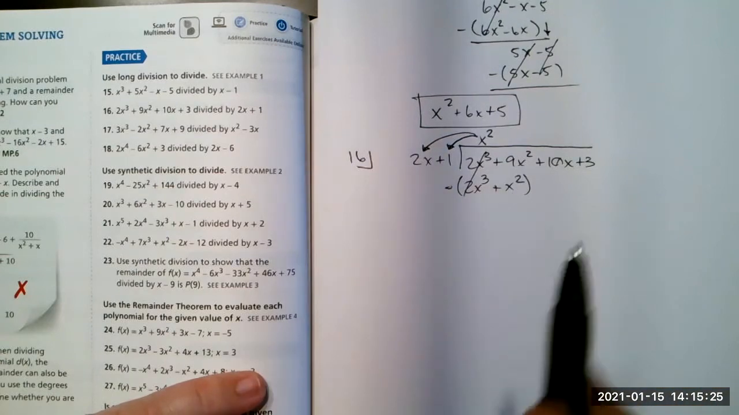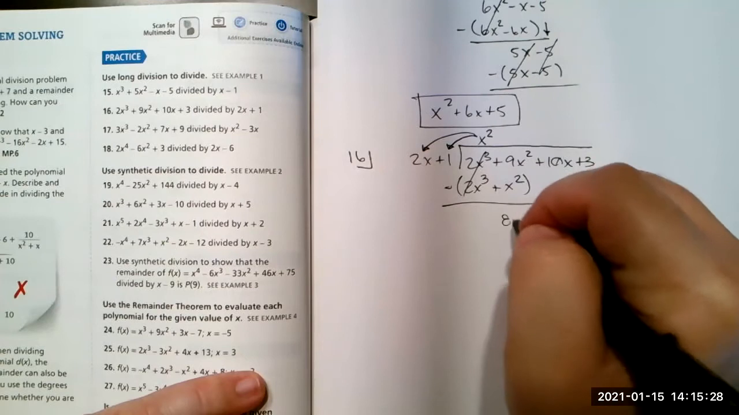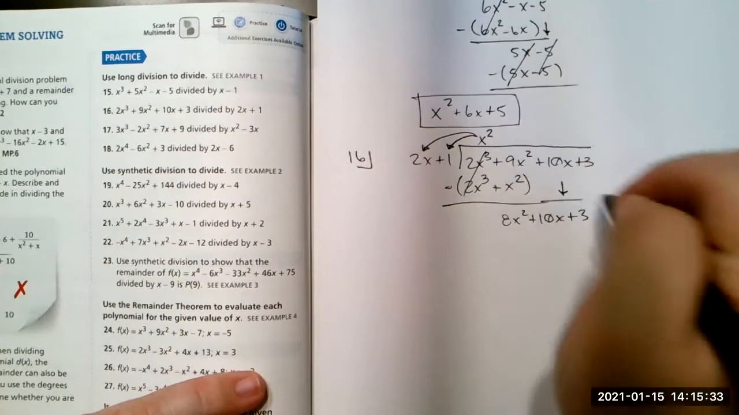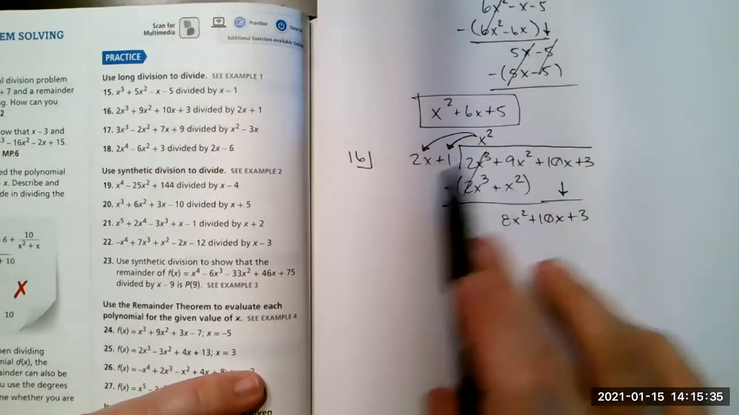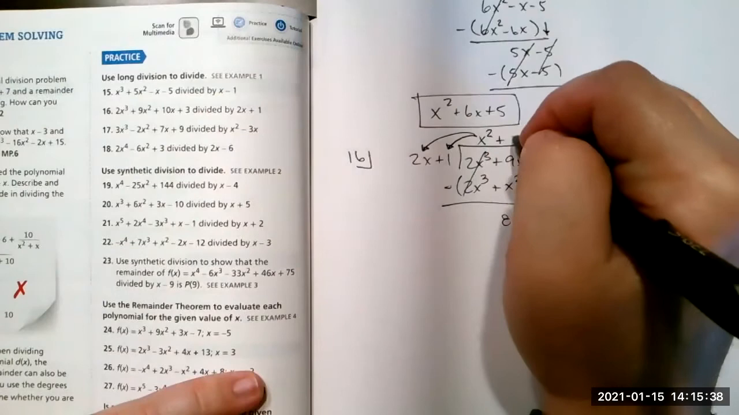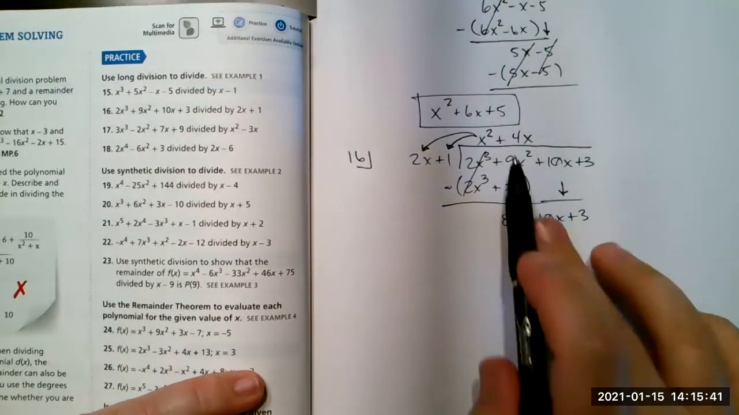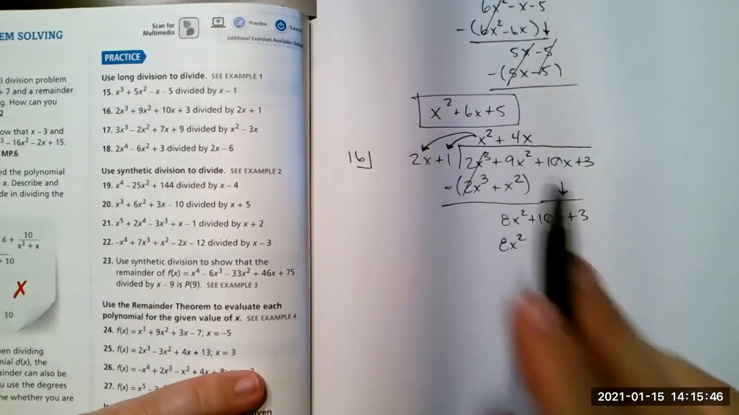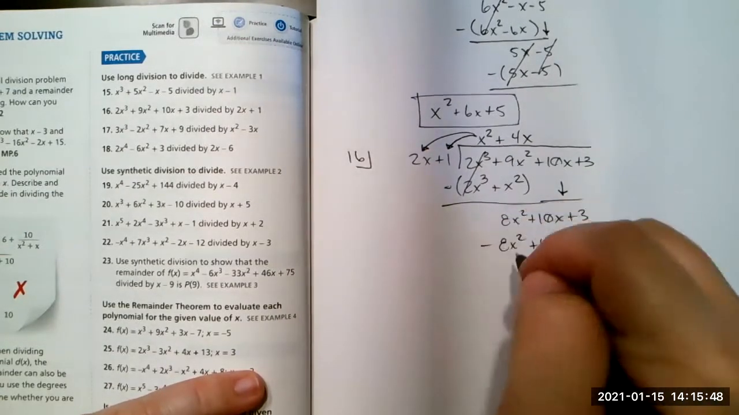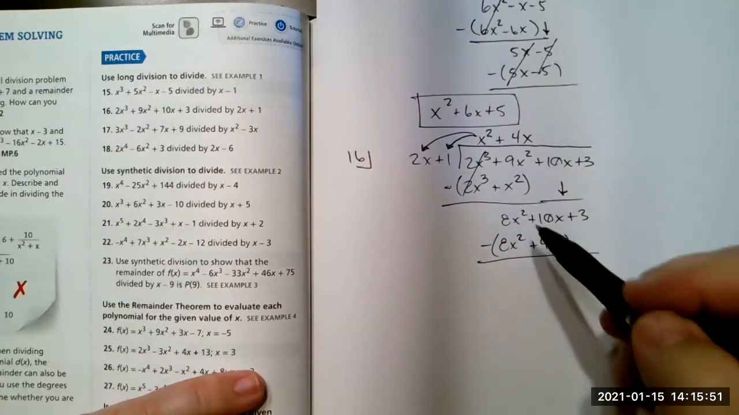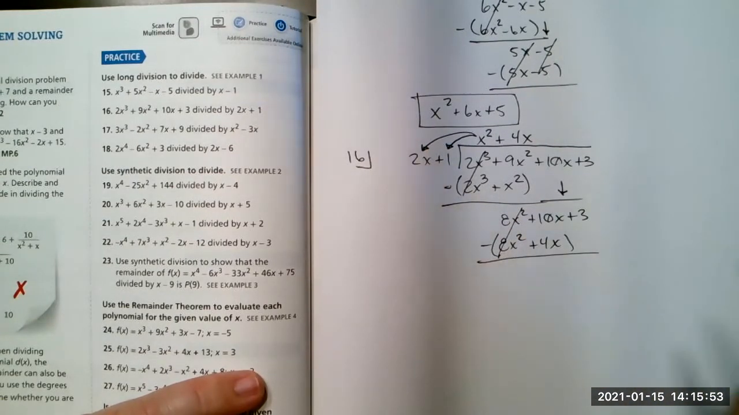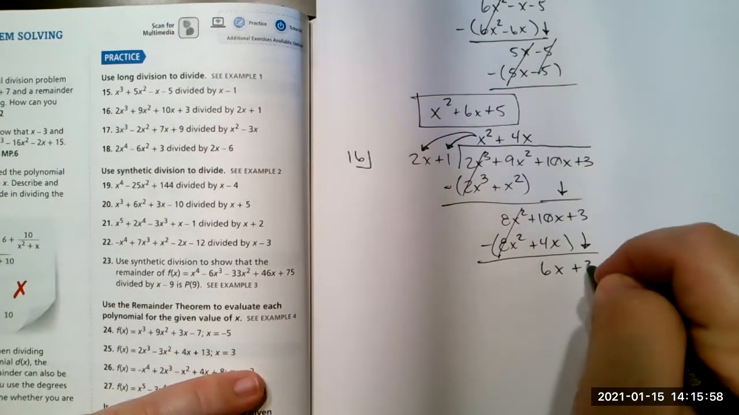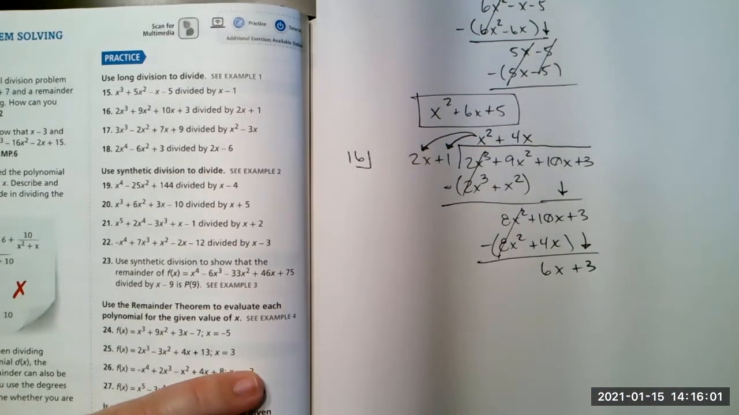9x squared minus x squared, so that's 8x squared. And then I bring everything else down, plus 10x plus 3. What times 2x is 8x squared? That's going to be 4x. 4x times 2x is 8x squared. 4x times 1 is 4x. If I subtract those two things, 8x squared minus 8x squared is 0. 10x minus 4x is 6x. Bring down that last constant.